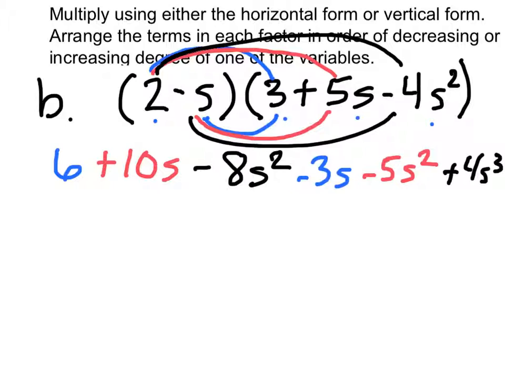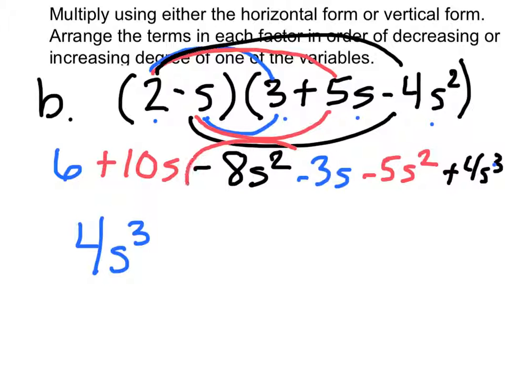Okay, now that I have this is where the directions are going to be a little bit more tricky. We want to put our final answer in order based on the degree of the variables. So I'm going to look here, and I'm going to look for the largest exponent. My largest exponent here is a 3 on this 4s to the third, so that's what's going to lead off for me. I have a 4s to the third. Okay. Now, after an s to the third would be an s to the second.